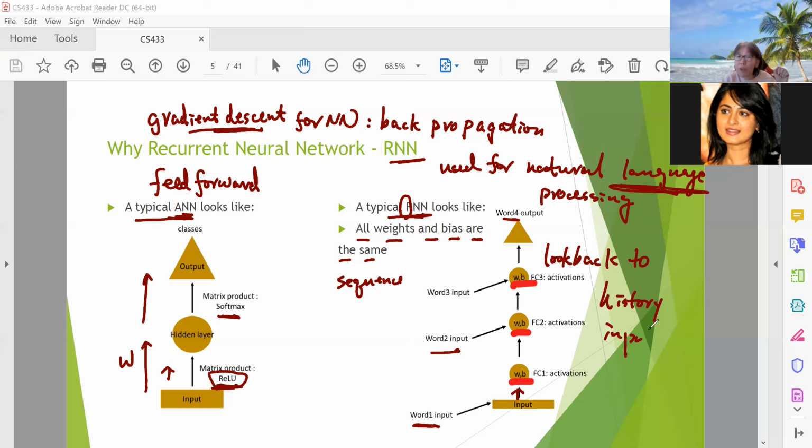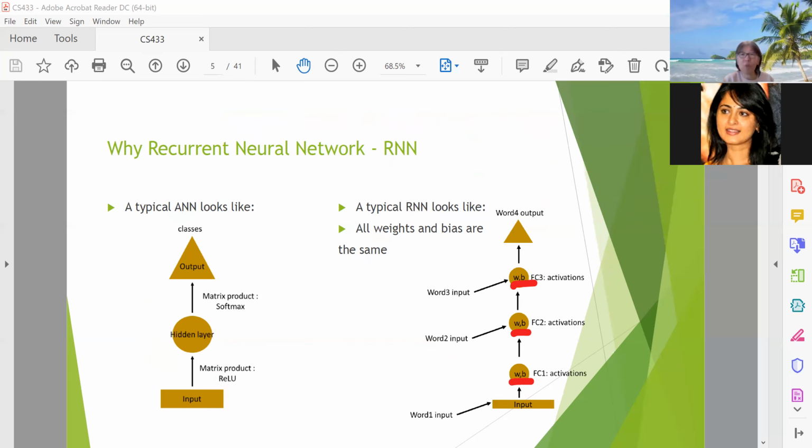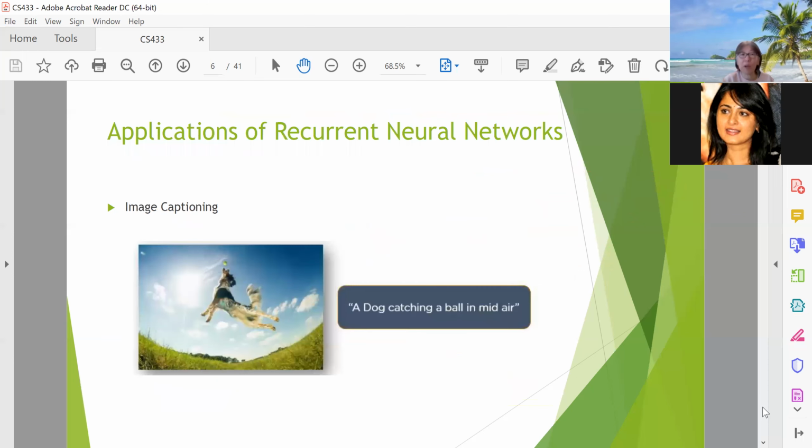History input also has some impact. Yeah, so this is also why we need a recurrent neural network. The next discussion is about applications of recurrent neural network, RNN.